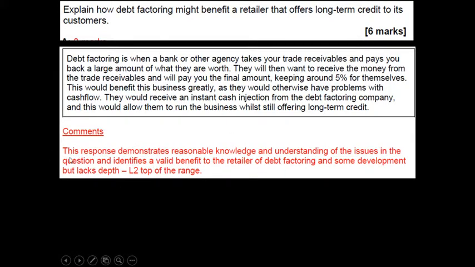This red comment is from the Chief Examiner at AQA. This response demonstrates reasonable knowledge and understanding of the issues in the question and identifies a valid benefit to the retailer of debt factoring and some development, but does lack depth. So to improve, perhaps giving an example about, this would be particularly useful for a retailer in the run-up to Christmas, because at this time they're likely to need to purchase a lot of stock, and if they're waiting for money from clients, that might not be possible. So you could develop that response by that, and I would imagine that would take it up to the top band of probably 6 marks.